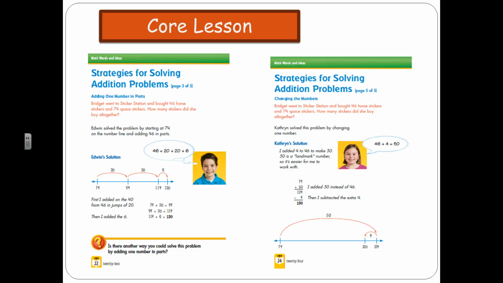In this problem, taken from the Investigations Math Handbook for 3rd grade, 2 students explain their thinking in different ways. The student on the left uses a number line to add one number in parts, while the student on the right chooses to change the numbers. These are both efficient strategies, but they require different thinking. As partners, it would be interesting to listen to the reasoning and questioning these 2 students would have with each other.